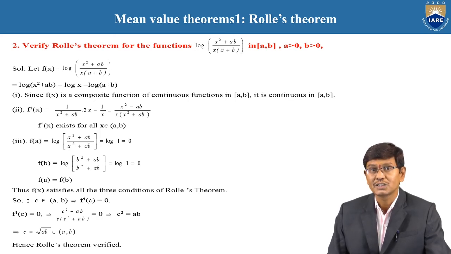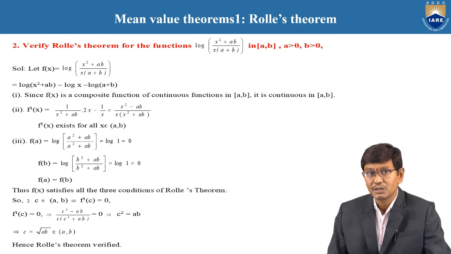Therefore, first, the function f of x is continuous because f of x is a log function: log of x square plus ab minus log x minus log of a plus b, because log of a by b is equal to log a minus log b. Therefore, f of x is equal to log of x square plus ab minus log x minus log of a plus b. Now we need to find out whether the function is continuous or not. Here the function is always continuous in the interval a comma b.